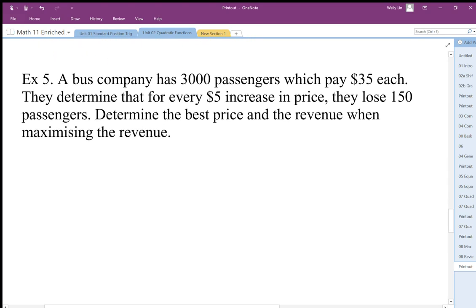So here we have max-min problems, which are essentially all quadratic. These kinds of revenue problems tend to be quadratic. When we come up with solving this equation, we have to determine what quantity we're maximizing or minimizing. Here we're maximizing revenue, so we need to come up with an equation for revenue.